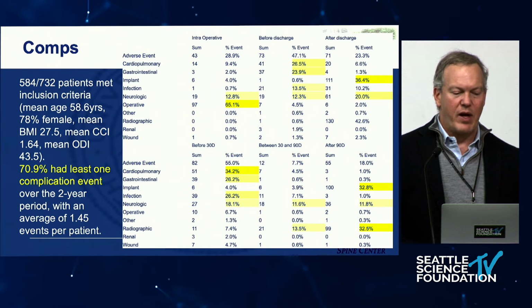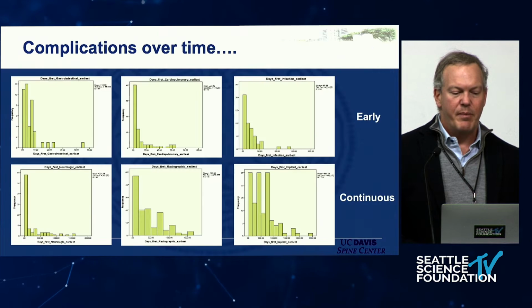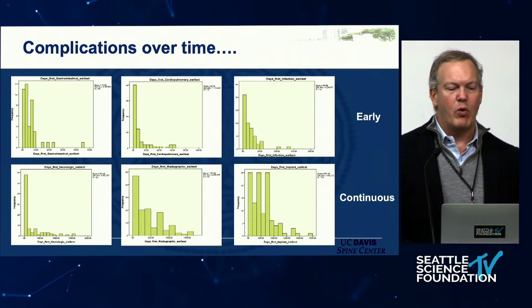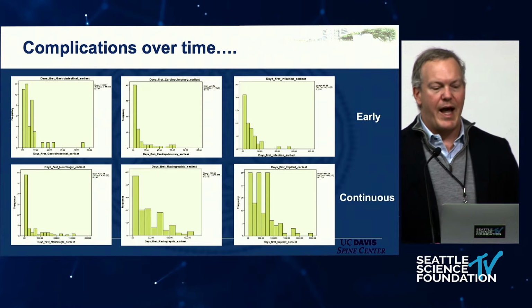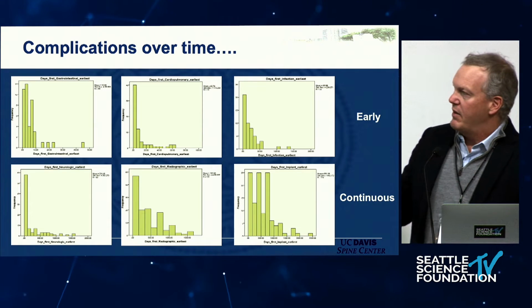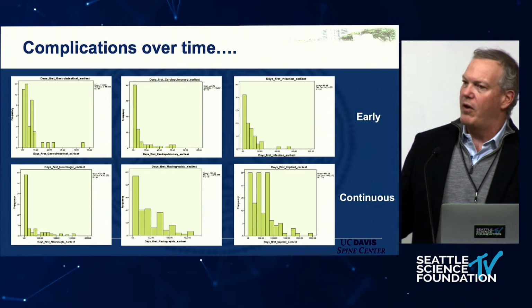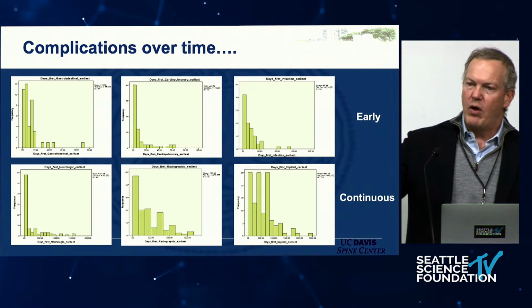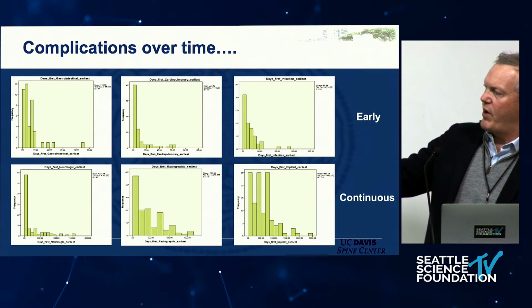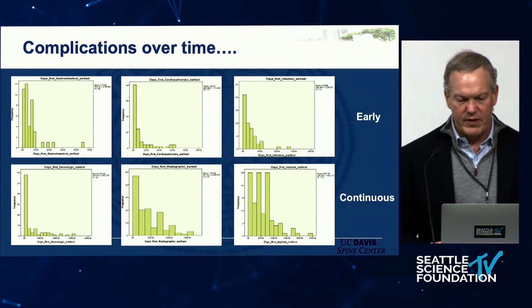And complications, not surprisingly, happened all over the board. 70% had at least one complication, but the complications and when they occurred were predictable. And by that, I mean that there were some complications that only happened early. Those are going to be the cardiopulmonary events. The first infections tended to all happen early. GI complications all happen early. While neurologic deficits, radiographic fractures, or implant failures all happen continuously over time.